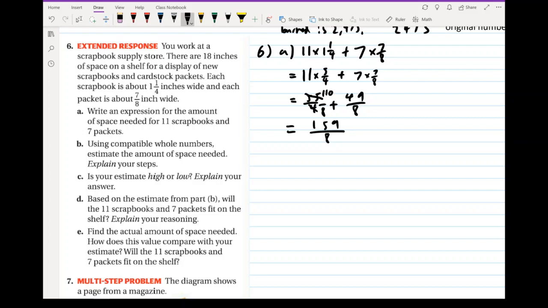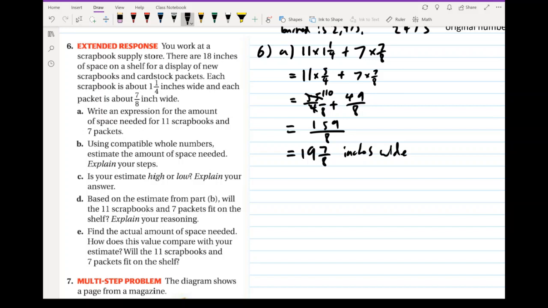Now, how many times does 8 go into 159? We need to turn this back into a mixed number. I know that 8 times 20 will give me 160, and this is just one off. So it's not going to be 20, it will be 19 instead. So this will be 19 and 7 over 8. 19 and 7 over 8 inches wide in total.